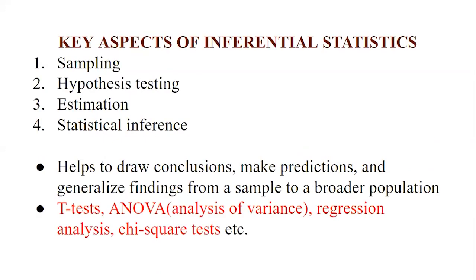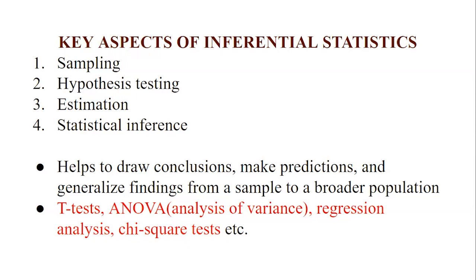So the key aspects of inferential statistics. First one is sampling. So the researcher collects data from a subset, or we call it a sample, of the larger population of interest. It is not possible to collect data from each and every one of the population which we want to study. It would take a lot of time and money. It would be very expensive.